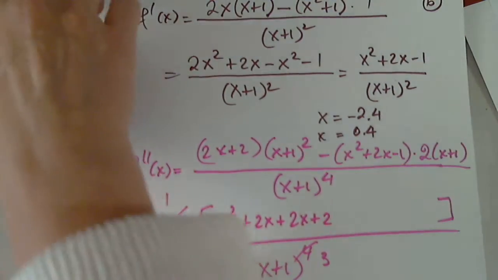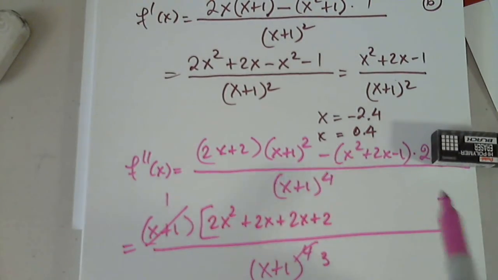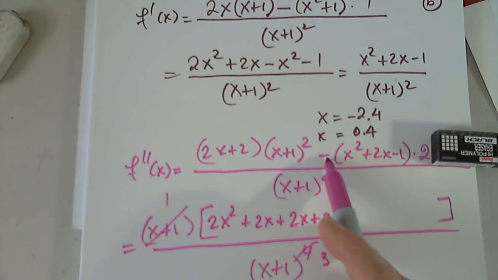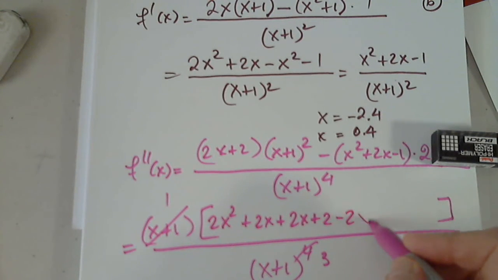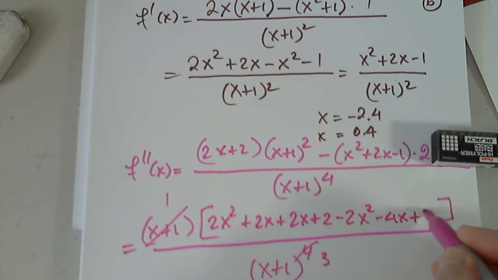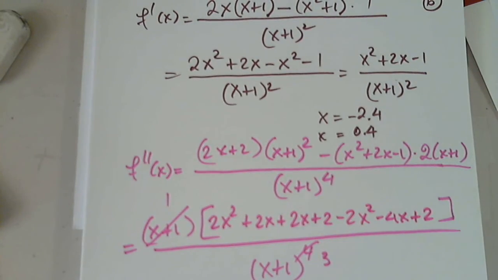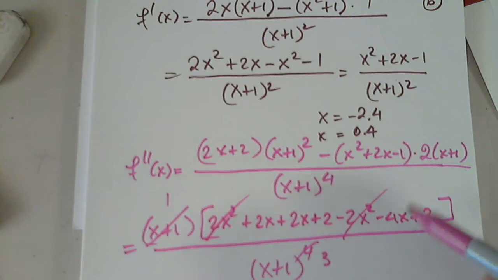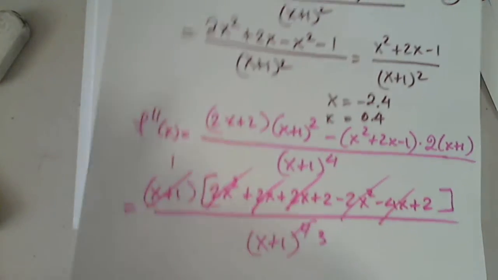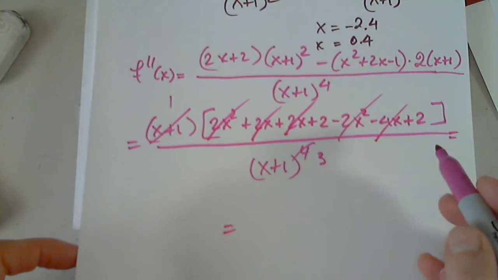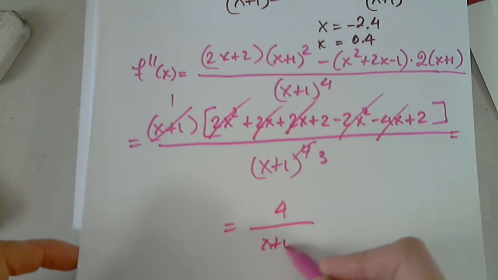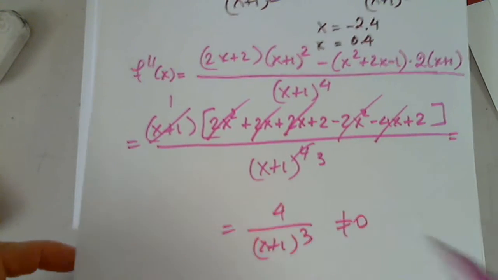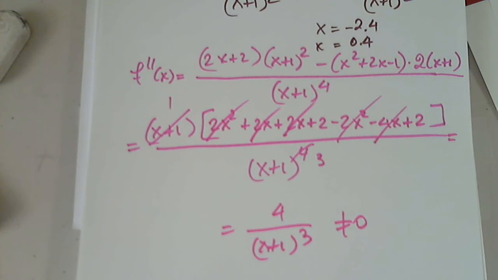This is out, but I have to distribute 2, and it's negative 2. Negative 2x squared minus 4x and plus 2. Ah, quite nice. As expected, no inflection points. The top is 4, the bottom is x plus 1. Never 0, no inflection points.